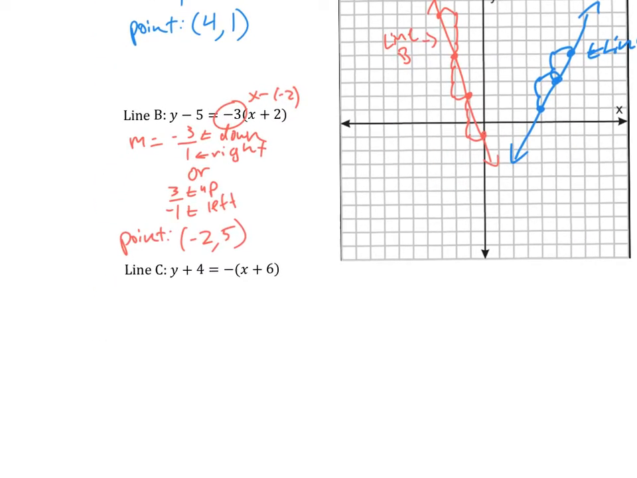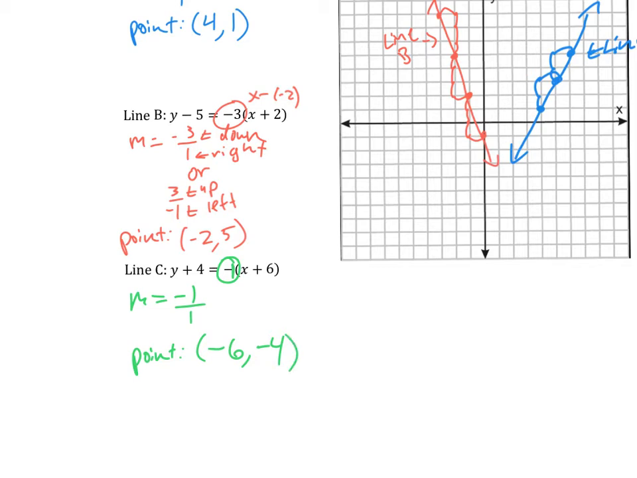Okay, finally we have line C here. Our slope, well, we don't really have a number there, but it's really going to be an invisible 1. So our slope is going to be -1 over 1. Okay, and then our point, well, we'll use the opposite sign, so that's x minus -6 and y minus -4.